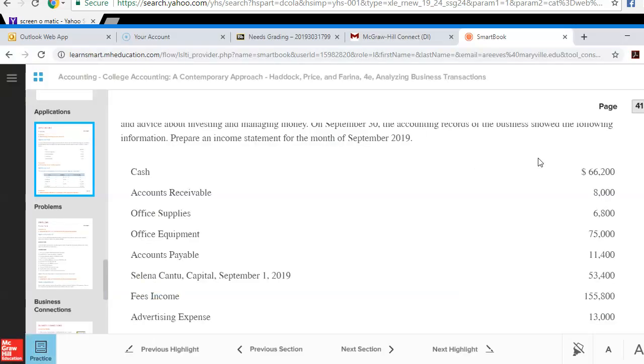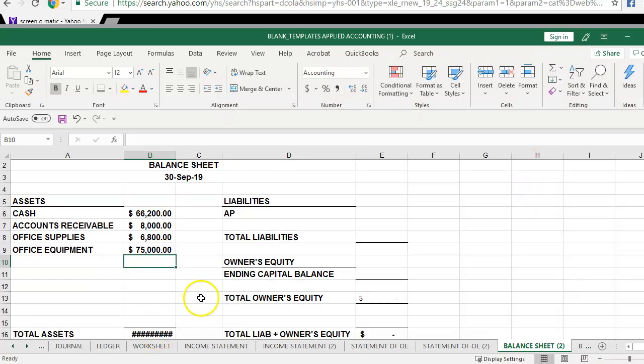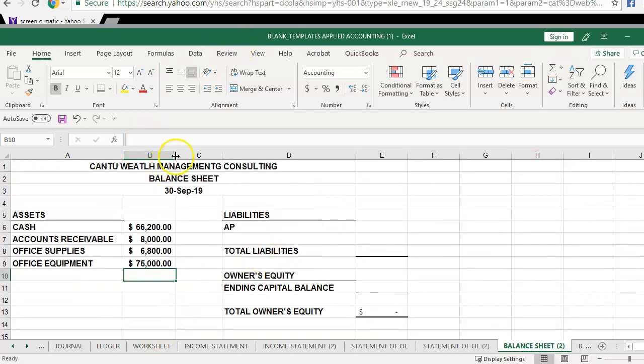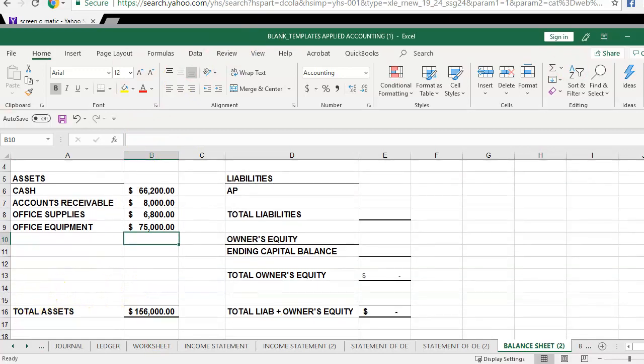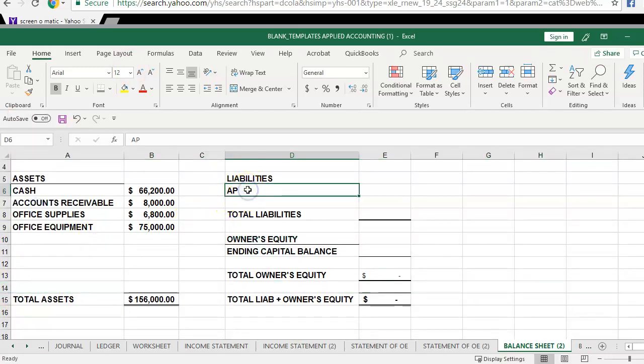So list the amount of each asset, $60,200, $8,000, $68,000, $6,800, and $75,000 for the equipment account. So once you list all of those assets, we're going to get a total for our assets, and they total $156,000. Now we know from earlier that the balance sheet must do what? It must balance. So you already have a check figure. If the asset section is correct, we know the other side must also total $156,000.